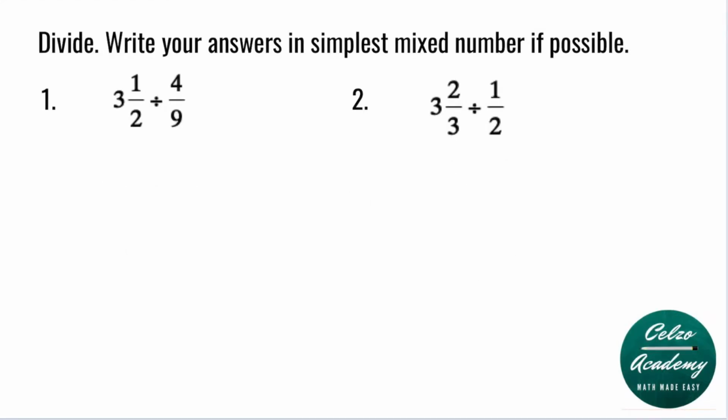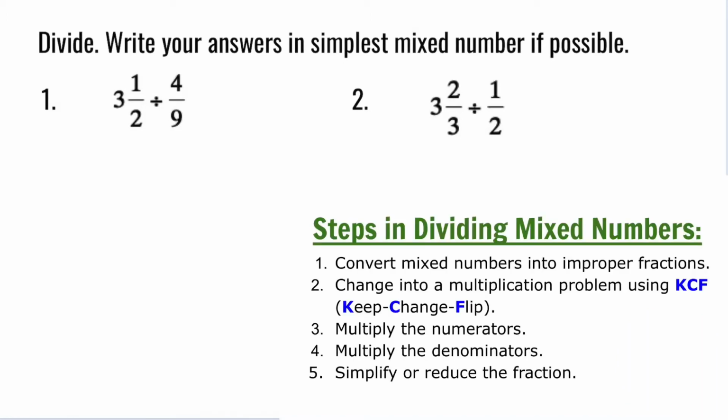Question number 1. 3 1/2 divided by 4 over 9. Step 1 here is to change mixed numbers into improper fractions. Can you recall how to do that? In converting a mixed number to an improper fraction, we multiply the denominator 2 by the whole number 3, which is 6, and then we add the numerator 1, which is 7. So we will have 7 over the denominator 2 divided by 4 over 9.